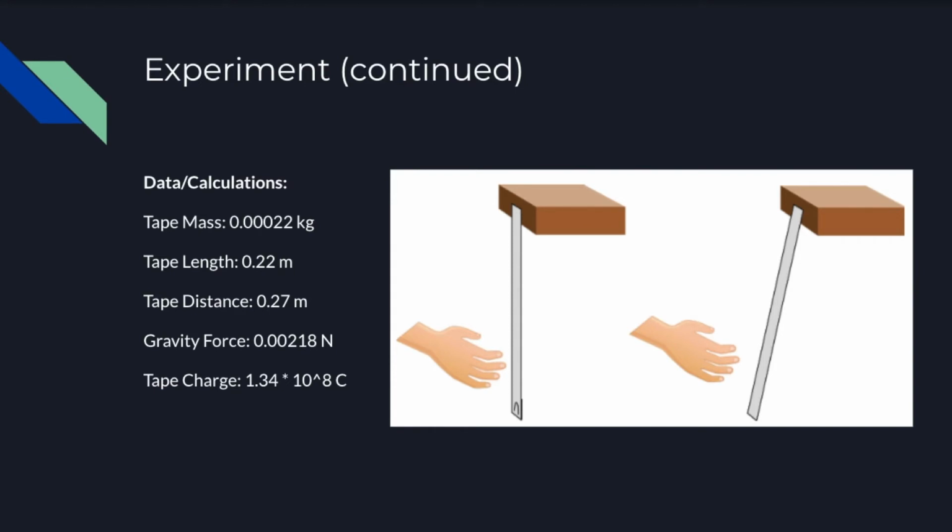So here are our calculations. Tape mass, we got 0.00022 kilograms, tape length 0.22 meters, tape distance 0.27 meters, force of gravity 0.00218 newtons, tape charge 1.34 times 10 to the negative 8 coulombs.